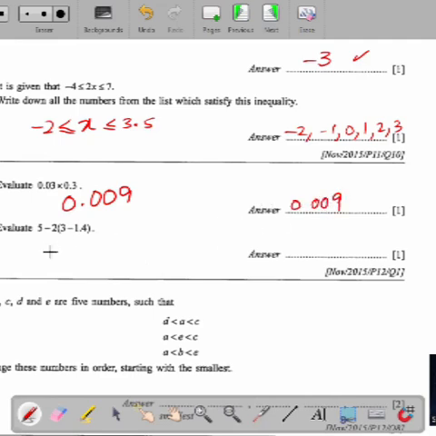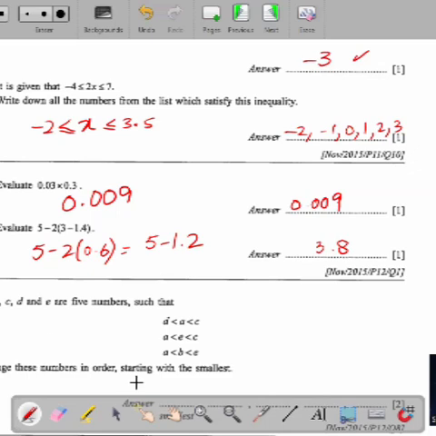Now, let's go to simplify this. 5 minus 2 into. First of all, the brackets are to be solved over there. It is 3 minus 1.4, giving me the value 0.6. After that, 5 minus 1.2. And how to do 5 minus 1.2? 5.0 minus 1.2, that is 3.8. Then 4 minus 1 is 3. So the answer is 3.8 over there.